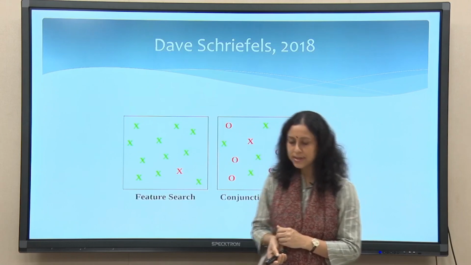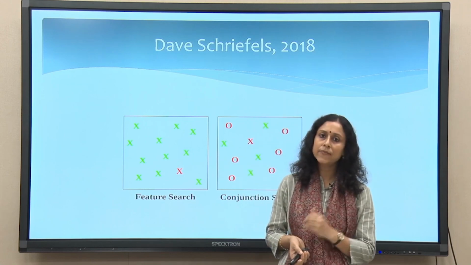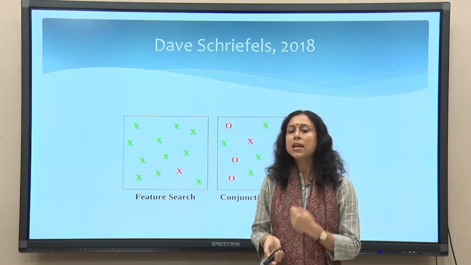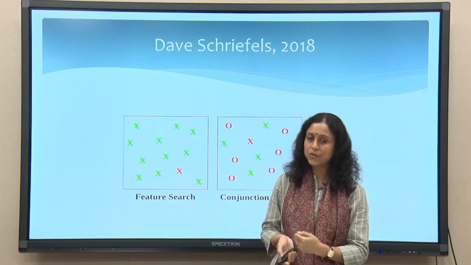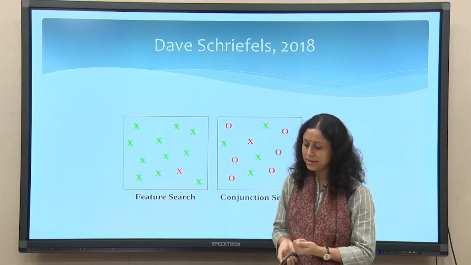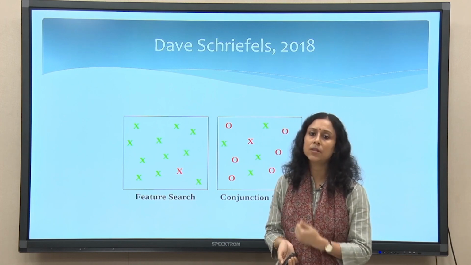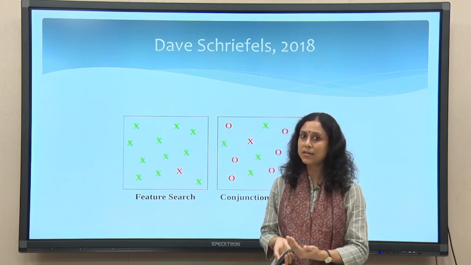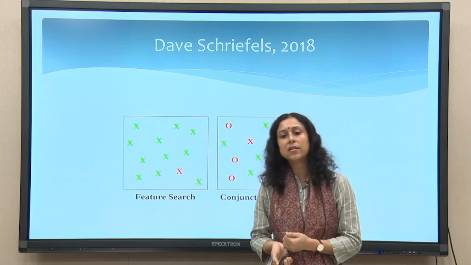In the first case, you can see it is called feature search. So, in case of feature search, there is only one object that stands out. So, this is different only in terms of the feature, which is the red color in this case. So, if you have to search for the red X, you can easily find it out. In the other case, it is conjunction search.